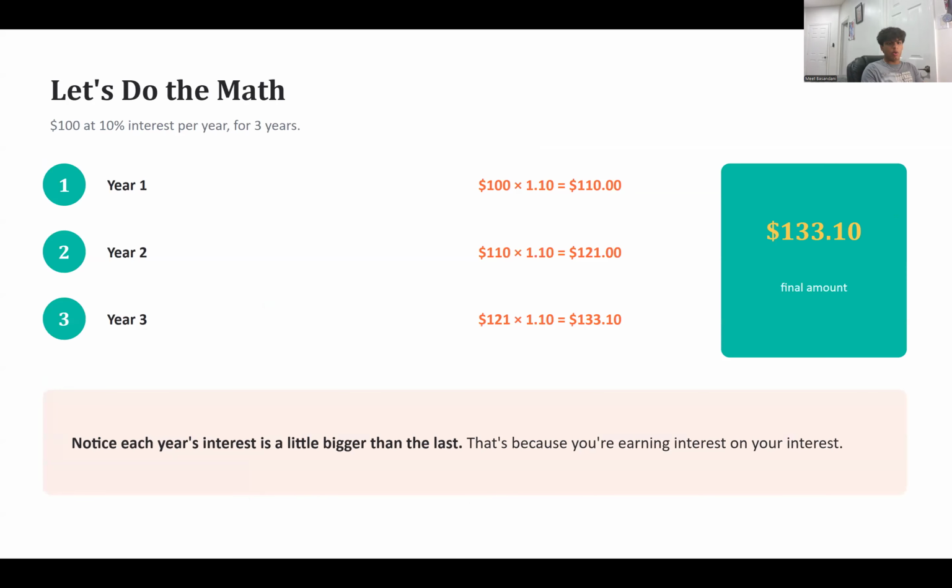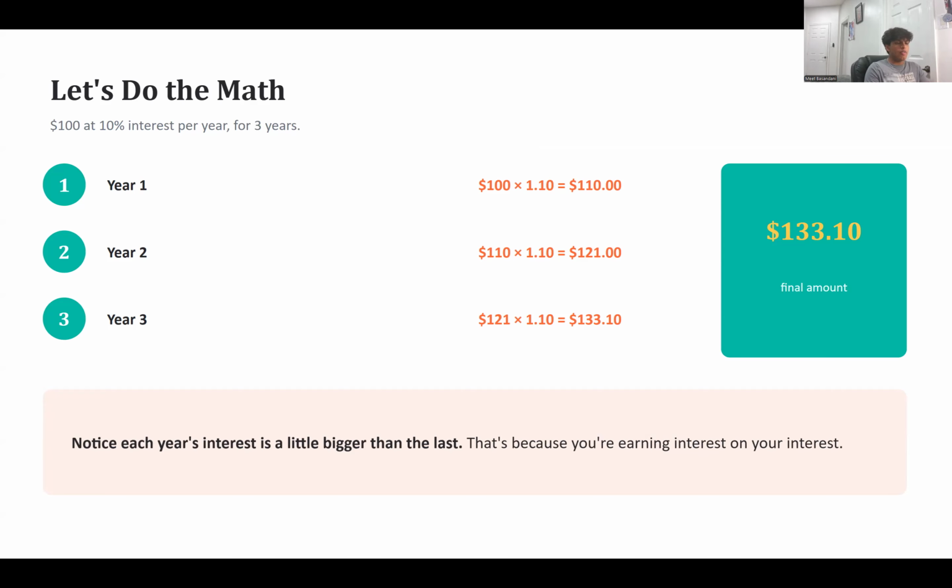All right, so next, the worked example. Let's use our piggy bank example. $100 at 10% interest for 3 years. So year one, you get $100 times 1.10, which equals $110. Year two, you get 110 times 1.10, which is $121. And then year three, you get 121 times 1.10, which equals $133.10.